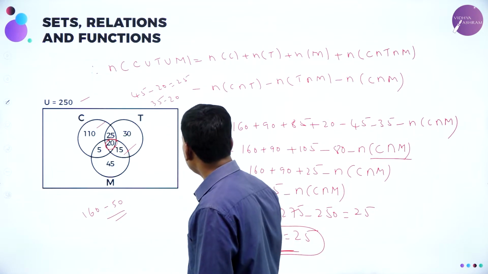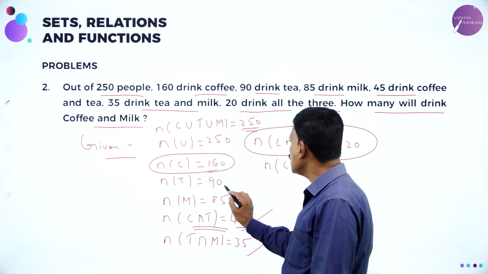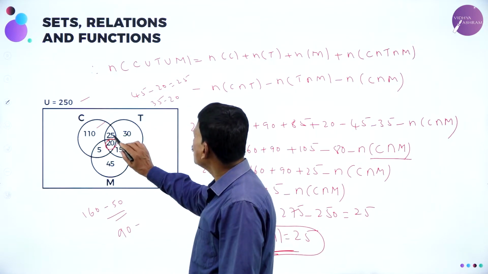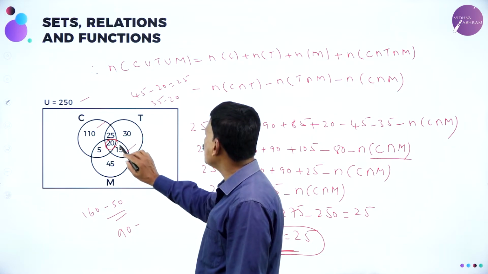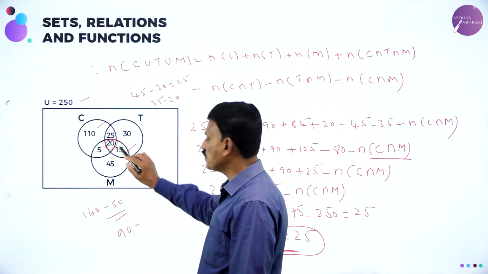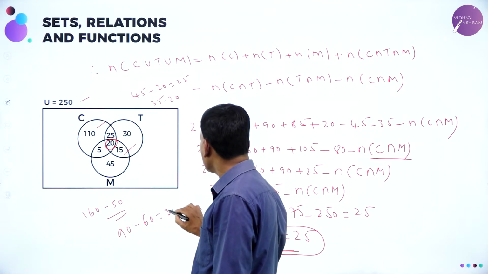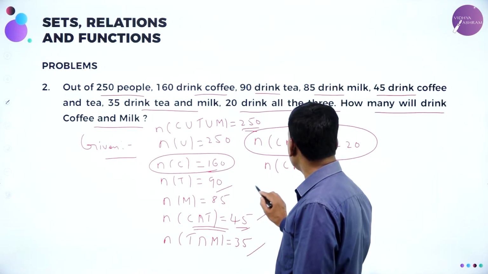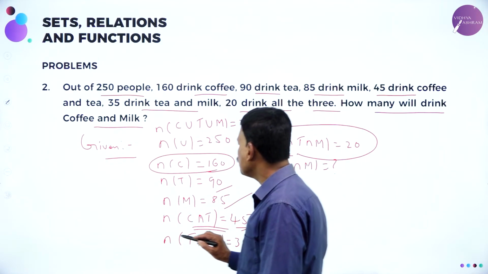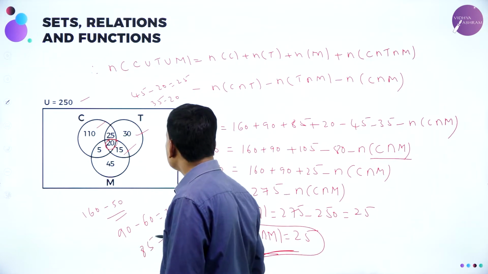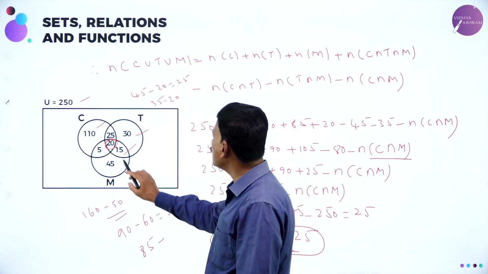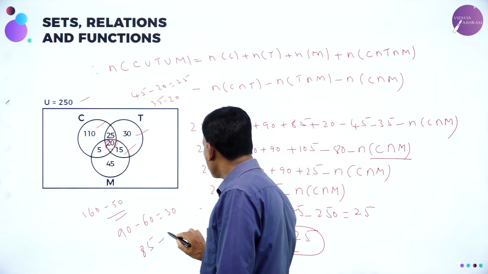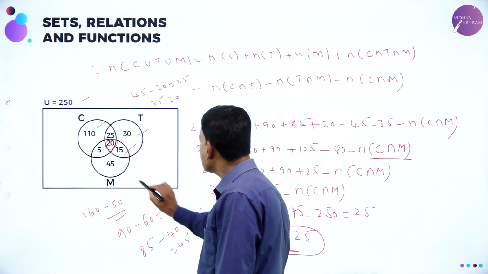And number of people who will take tea, T is 90. Here 90 minus, already we have 25 plus 15 plus 20. 25 plus 15 is 40, 50, 60. 90 minus 60, that is equal to 30. And M, only milk, the number of people who will take milk is 85. Already we have 85 minus this 20 plus 5 plus 15. 20 plus 5 is 25 plus 15 is 40. That's 85 minus 40 is equal to 45.